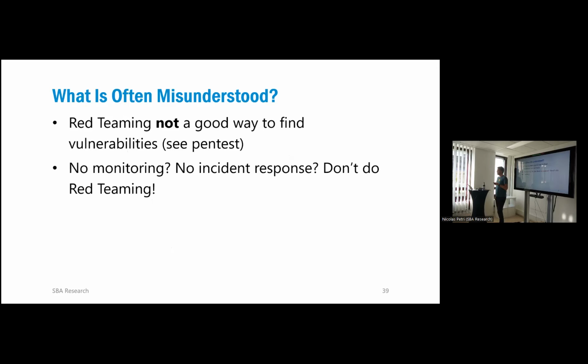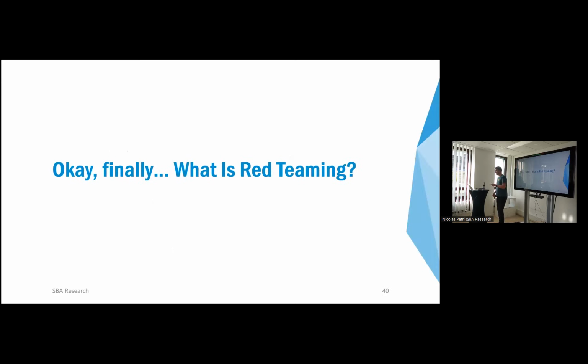What is often misunderstood here is, and of course I already said it many times, red teaming is not a good way to find vulnerabilities. If you don't have monitoring, if you don't have any incident response, don't do red teaming, do a pen test instead. Okay, but finally, let's go into it. What is red teaming now?